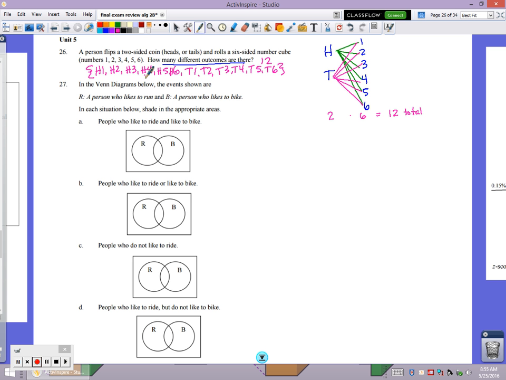But all this question asks for is how many different outcomes are there? The answer is 12 different outcomes.